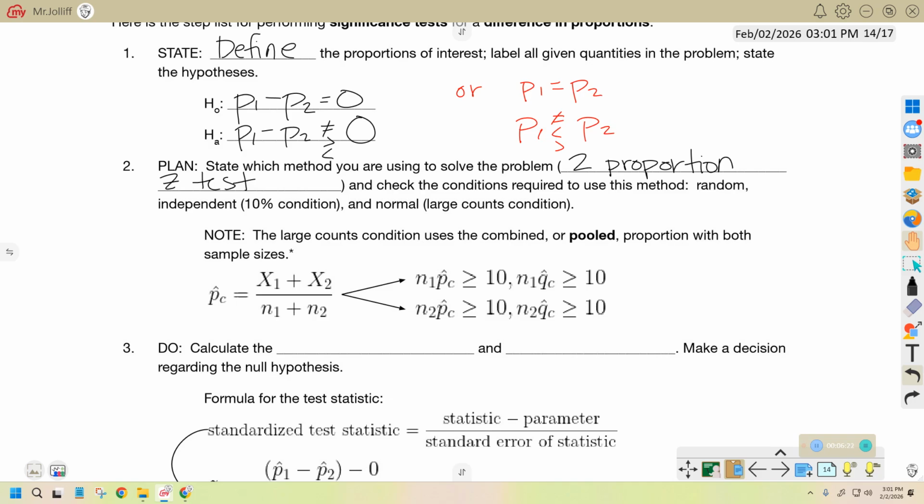At this point, we're at the halfway point. Next step is the plug and chug. I've got to calculate two things. Who can tell me what they are?